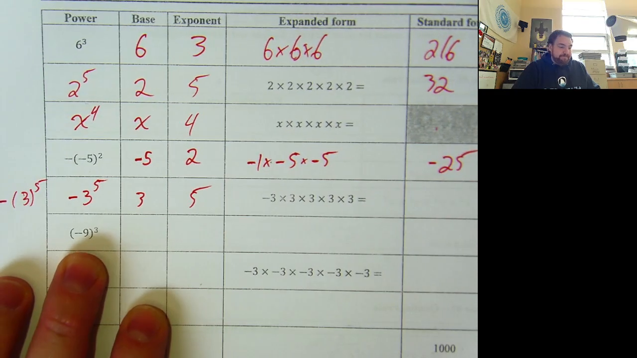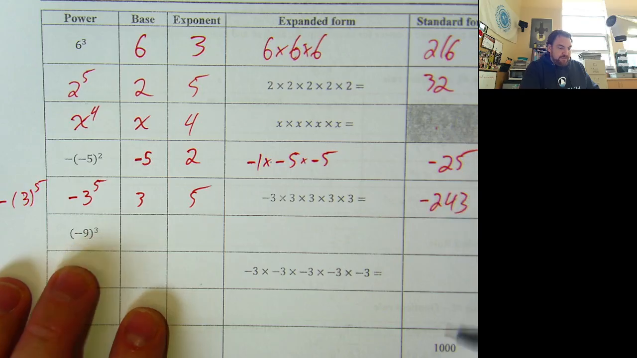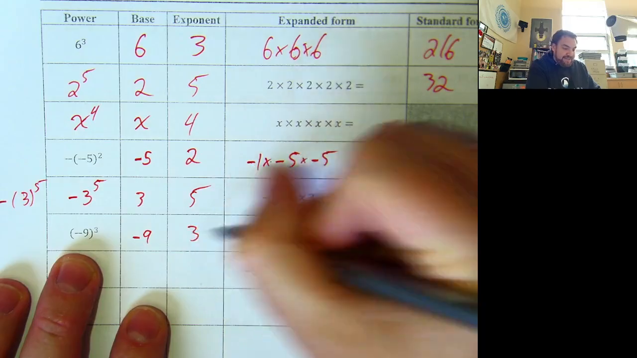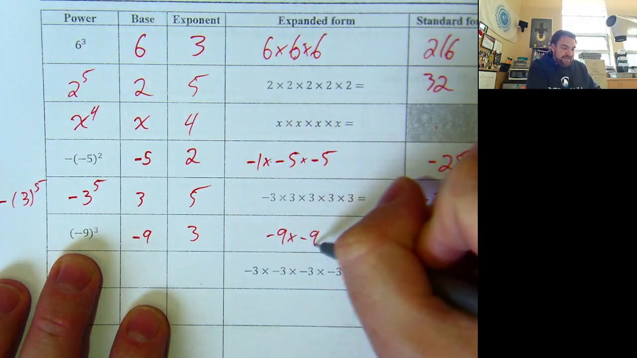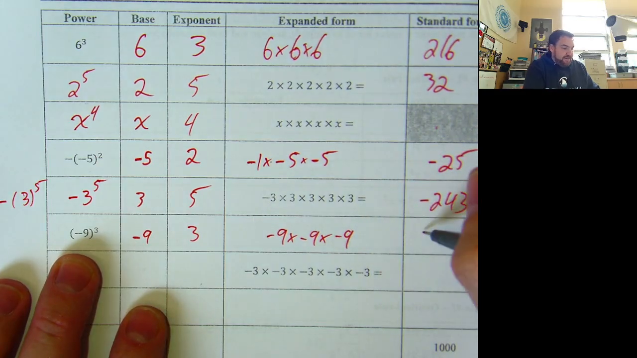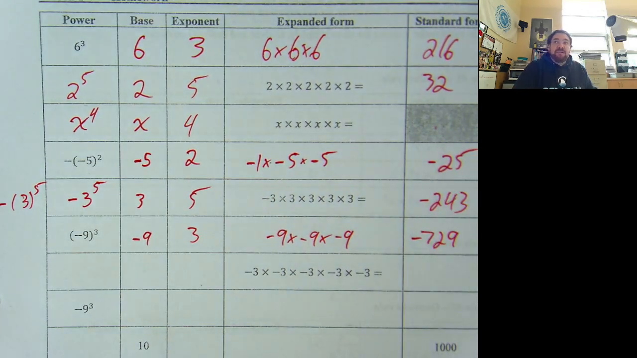This guy? Oh, we need a standard form. Standard form here is going to be negative 243. Negative 9 to the 3. That negative's inside, so that's going to be part of the base. We're going to have negative 9 times negative 9 times negative 9. You're going to punch that in your calculator, and you're going to get negative 729.